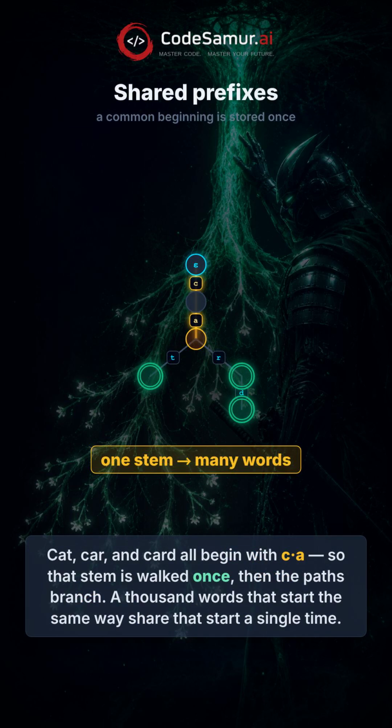Now look closely at how those three words begin. Cat, car, and card all start with C, so they don't each get their own copy of that beginning. They share it. The C edge and the A edge are walked once, then the paths branch. Store 1,000 words that all start with the same few letters, and that common start is stored a single time. That shared prefix is the whole point, and the reason it's called a prefix tree.